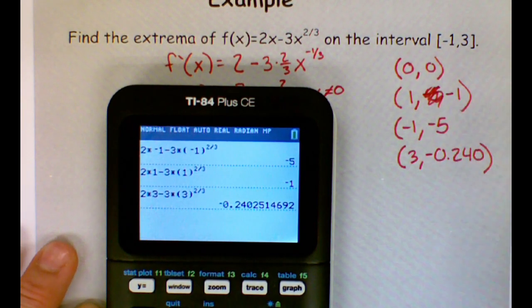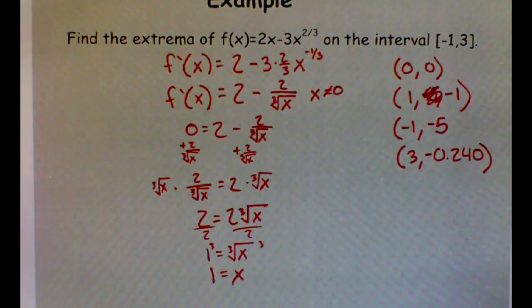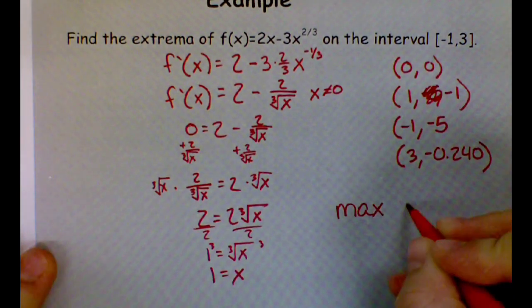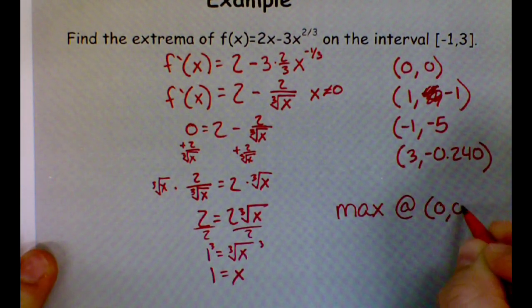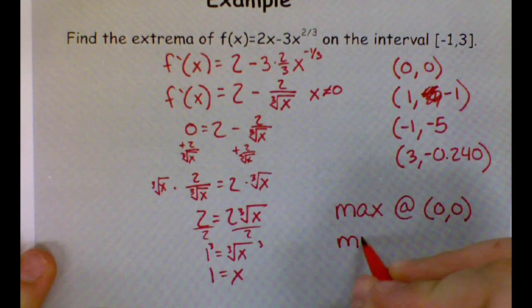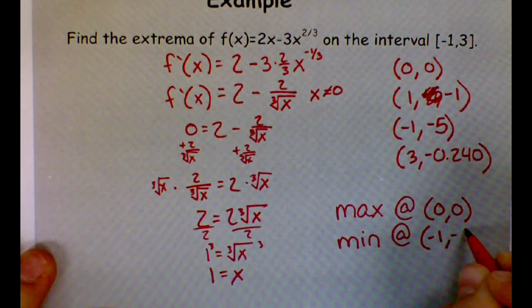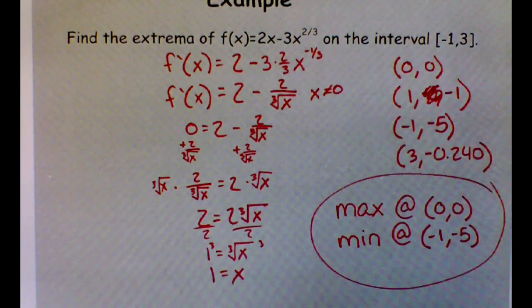-0.240. All right, that means our maximum, the biggest of these values, is 0. So max at (0, 0). The minimum, the smallest, is that -5. So my minimum is at (-1, -5). And there are my answers.